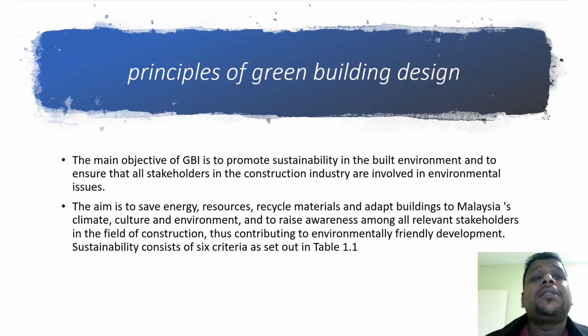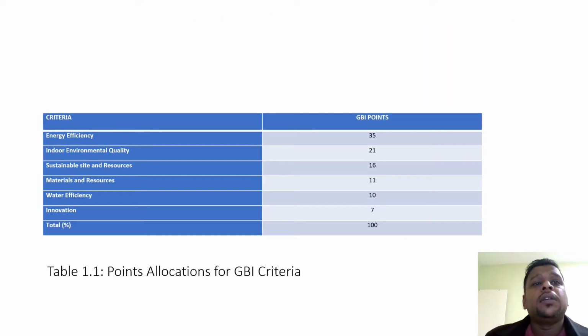Sustainability consists of the six criteria as set out in table 1.1. This table shows the point allocation for the Green Building Index criteria. In total we have six criteria with GBI points. First is energy efficiency, and the total point we get from energy efficiency is 35. The second, indoor environmental quality, the point we get is 21. Sustainable site and resources, the total point we can get is 16.